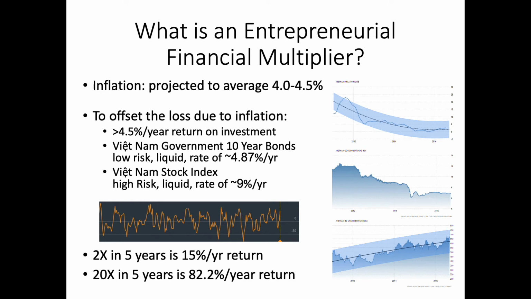Now, if we said we wanted to get 15% per year, that's a 2x in 5 years. That's still quite a long ways off from 20x. 20x in 5 years is equivalent to an 82.2% return per year. That's enormous compared to the 10% per year we would expect to get from the stock market. So that's why we need a very good, strong entrepreneurial financial multiplier that's built into the business model.